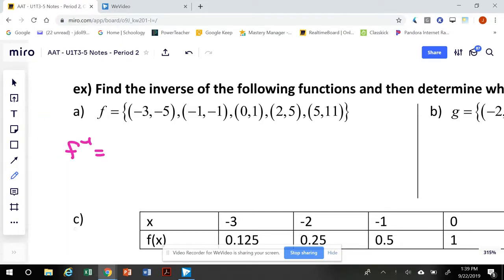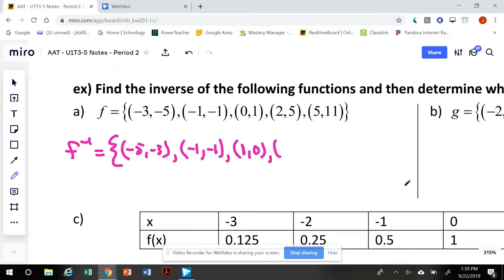It does not mean you should actually use -1 as an exponent in your calculator. Please don't do that. But finding the inverse is really just as easy as we said. We take each ordered pair and we flip the x and y. So instead of (-3, -5), we have (-5, -3). (-1, -1), you can't really tell if it's flipped because the x and y coordinates are the same. But the rest of them, it is pretty obvious that this is an inverse.